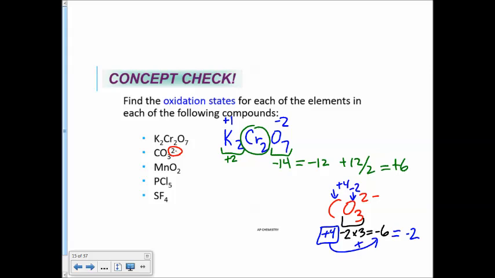MnO2. That one should be pretty easy because we've been working with oxygen a lot here. Oxygen's minus 2, right? So that means this is a minus 4, right? In that case, the manganese here should be a plus 4, right?